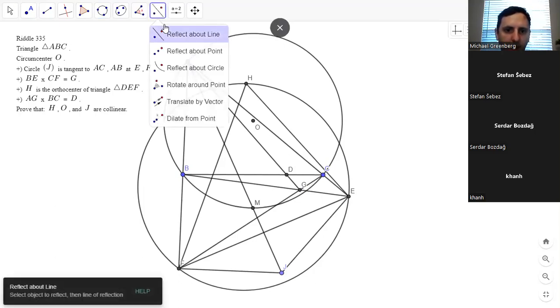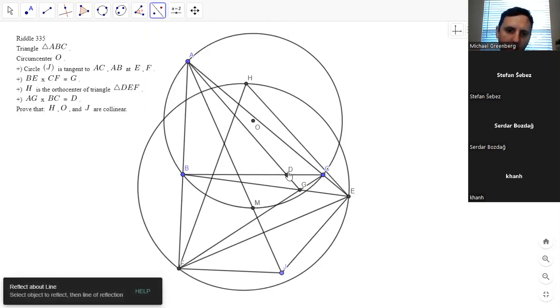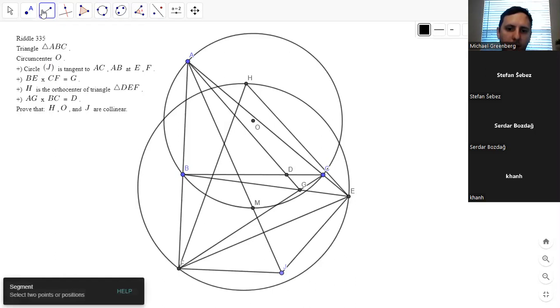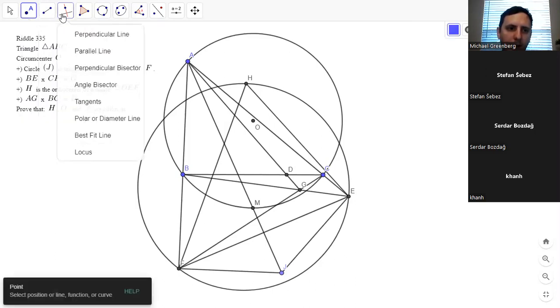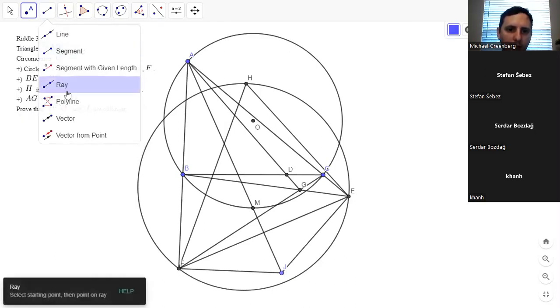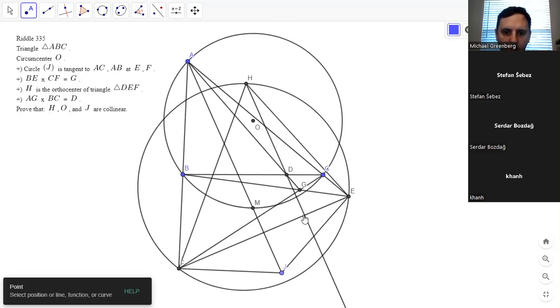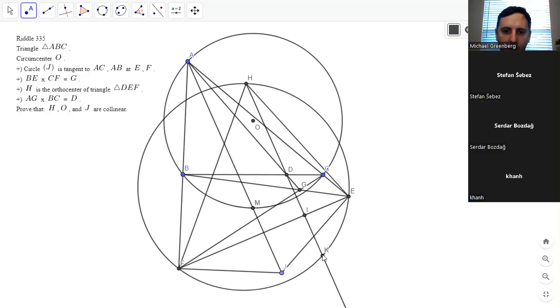So if I reflect it, okay, so HD is parallel to AJ. That took me a while to realize, but that's true. So HD is parallel to AJ, and maybe we could use that I is the midpoint of DK. That might be a good way to use it.